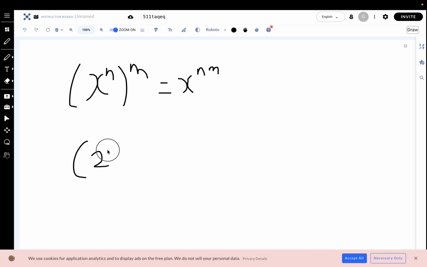2, and we'll use 3 here, and all squared. And 2 cubed, that's 8. And the square will remain. And 8 squared, that's 64.